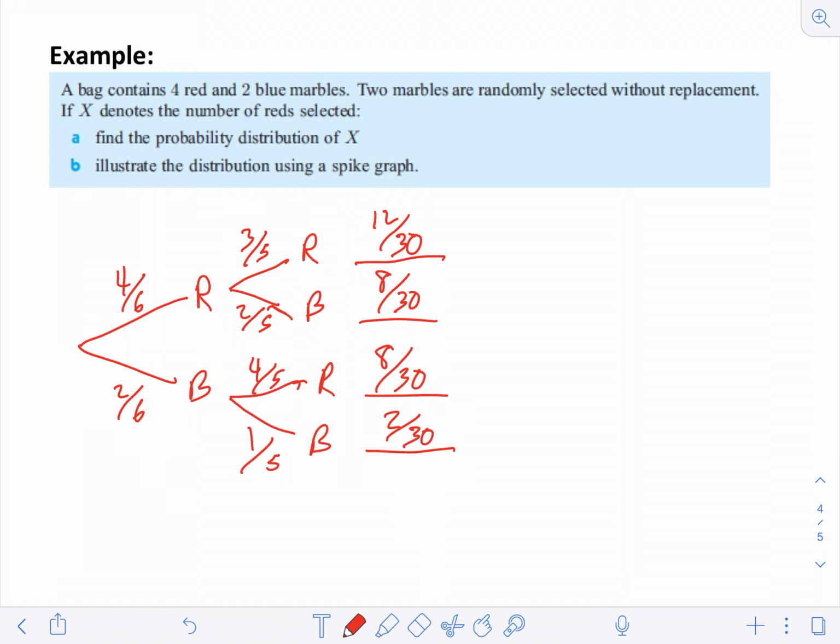Now, my first question is, do these all equal 1? So if I add them all up, add up all these fractions, it looks like it's going to be 30 out of 30, which is equal to 1. Phew, that's good, because that means it is a probability distribution. But now, what are my probabilities?